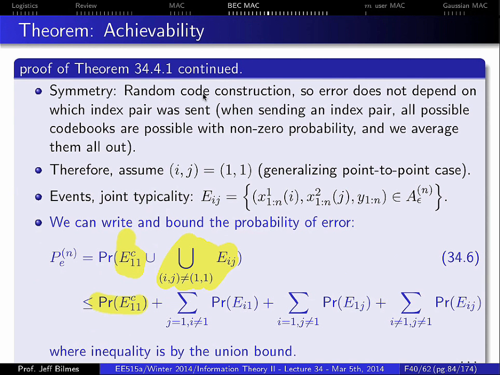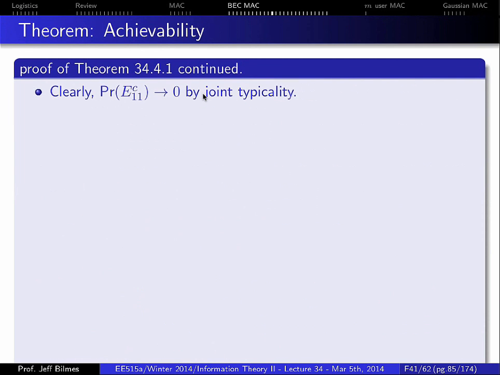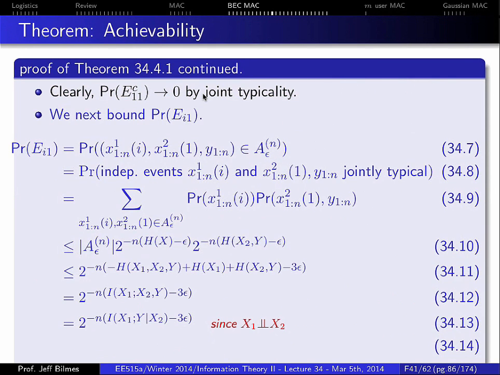So here are the different terms. The first term is the atypicality case. The second one is when j is equal to 1 and i is not. The third is when i is equal to 1 and j is not. And the fourth is when both i and j are not equal to 1. The first one is going to go to 0 by joint typicality, which we know. Then we bound this one, and by symmetry we get the other one.